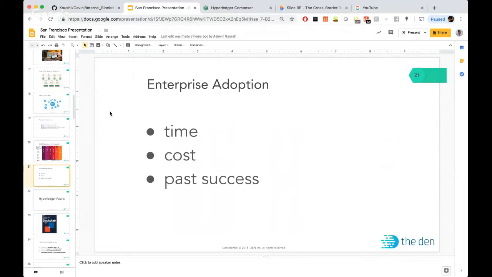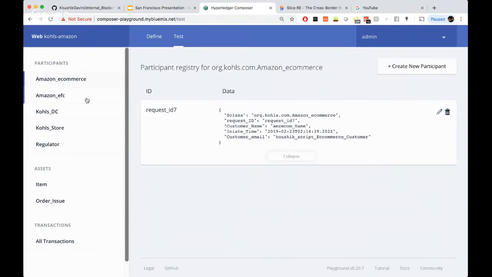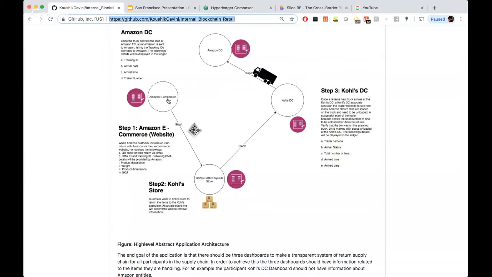So let me just walk you through some of the code. And this is actually, I translated this using Hyperledger Fabric natively to Hyperledger Composer, just so it's easier to understand. It's not the glasses. You guys can't read it. So let me just walk through this, right? This actually initiated early.